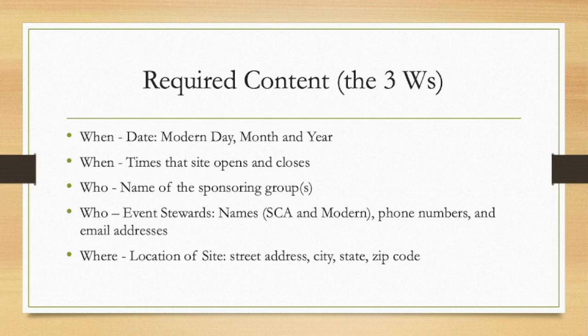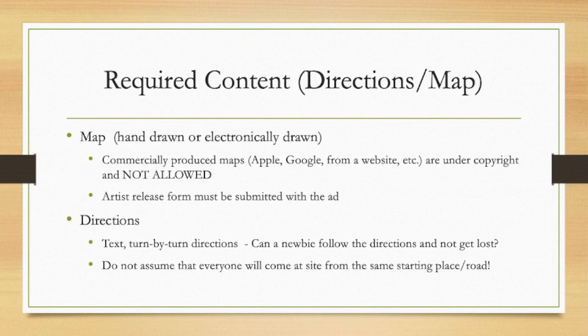So we've got when, and who, and then finally where. What is the location? We'd like, ideally, a street address, city, state, and zip code, so people can find it on a map. And speaking of maps, another thing that's required is, do you have a map? Or turn-by-turn directions. Now, part of this is the idea that we want people to be able to take your Blackstar ad and be able to find their way to your site without any other outside resource.